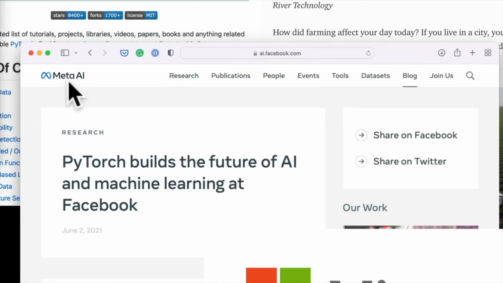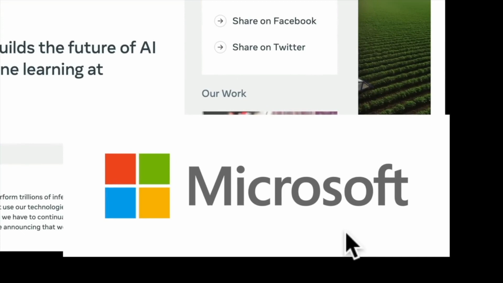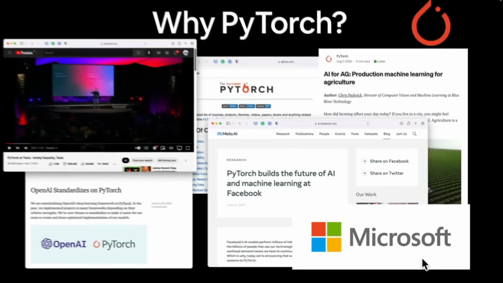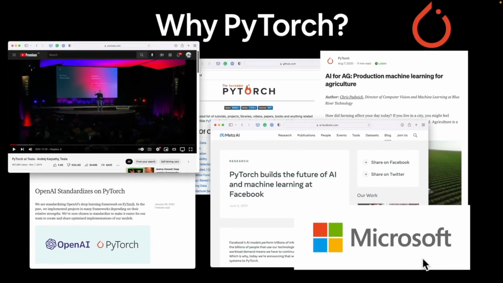So Facebook, which is also Meta AI, a little bit confusing, even though it says Meta AI, it's on ai.facebook.com. That may change by the time you watch this. They use PyTorch in-house for all of their machine learning applications. Microsoft is huge in the PyTorch game. It's absolutely everywhere. So if that's not enough reason to use PyTorch, well then maybe you're in the wrong course.